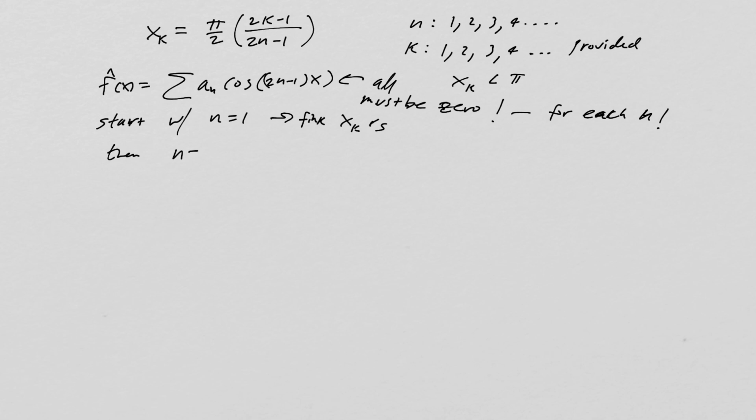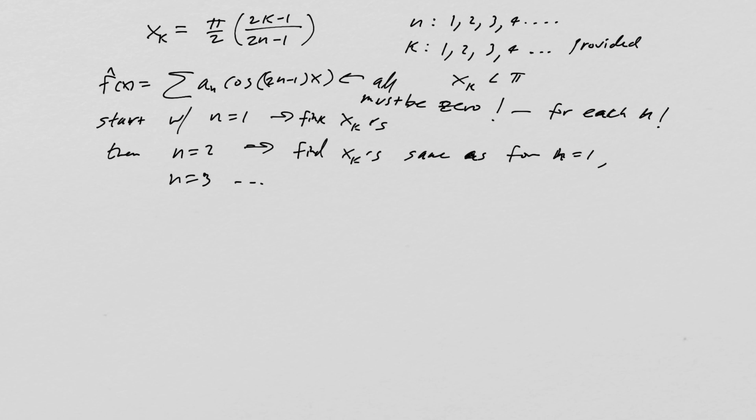Then go to n equals 2, find xk's there that are the same as for n equals 1, and then of course go to n equals 3, and so on and so forth, and just see if I can keep finding which xk's always are the same. If there are any different or new ones, it doesn't matter because they have to be common throughout all of the cosine functions for each n value. Well, this one should be pretty easy.